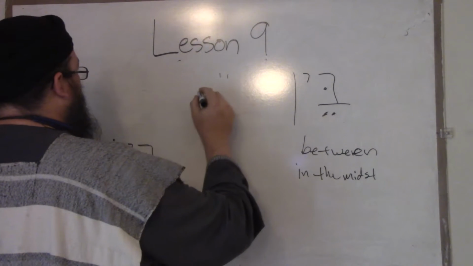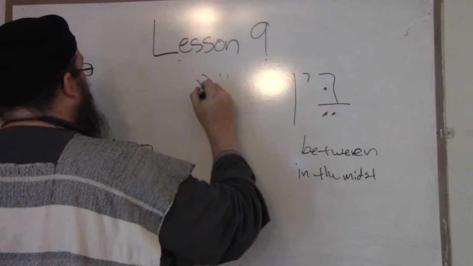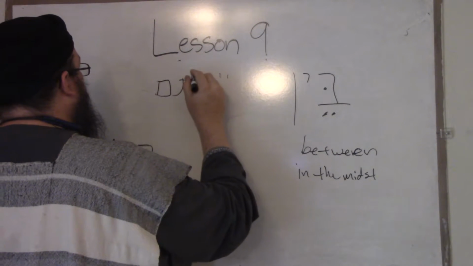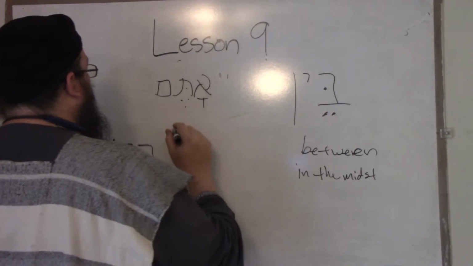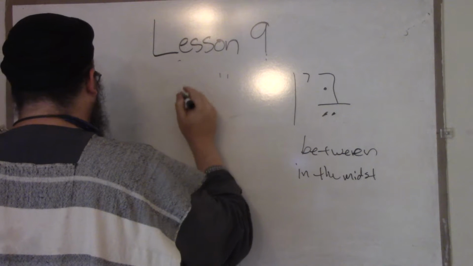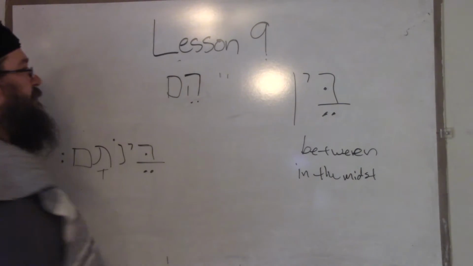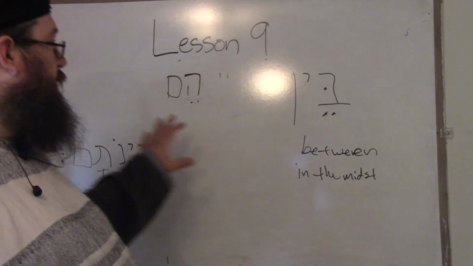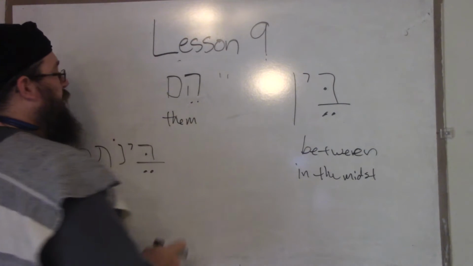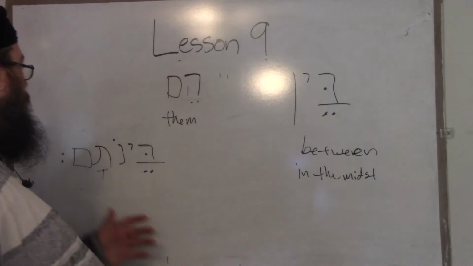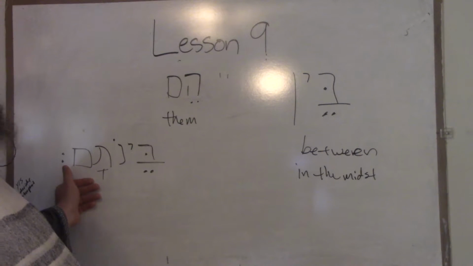Okay, bein o tam. Tam is basically, sorry, thinking two things at the same time. This is the word them. It's the pronoun them here in this actual part. So Beinotam means between them.